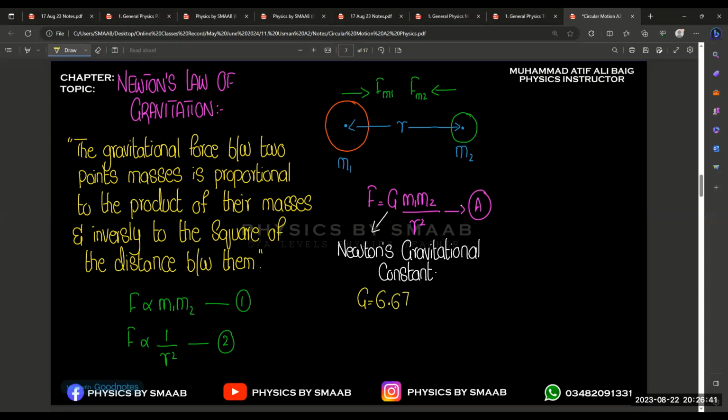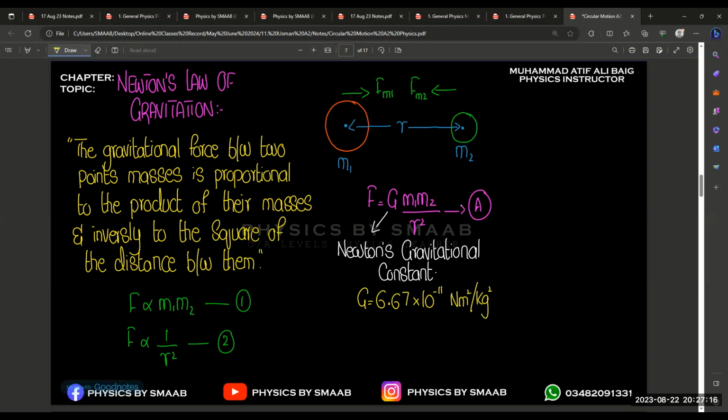6.67 exponent minus 11 Newton meter square per kg square, right? So this is the value of Newton's gravitational constant, and this is a universal constant, so we can easily apply this on any planet or any body on the earth or out of the earth, or in the universe also, right? And this is also known as the inverse square law.